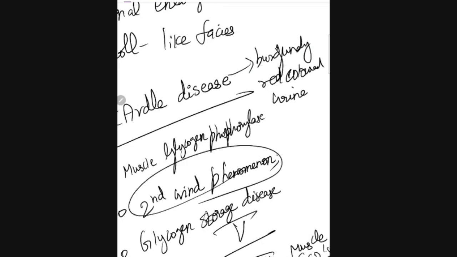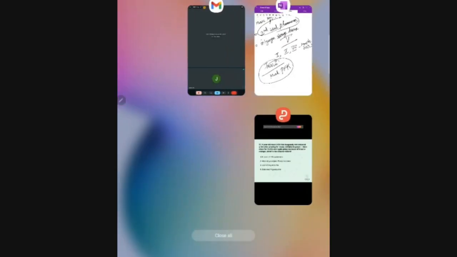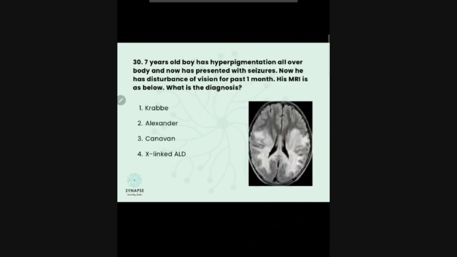All these are very, very commonly asked questions. Next, very interesting question. A 7-year-old boy, repeatedly asked question, has hyperpigmentation all over the body, and now he has presented with seizures. Now he has disturbance of vision for the past 1 month. His MRI is as below.